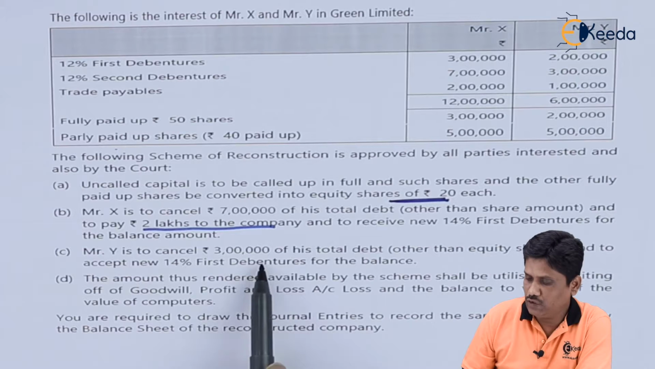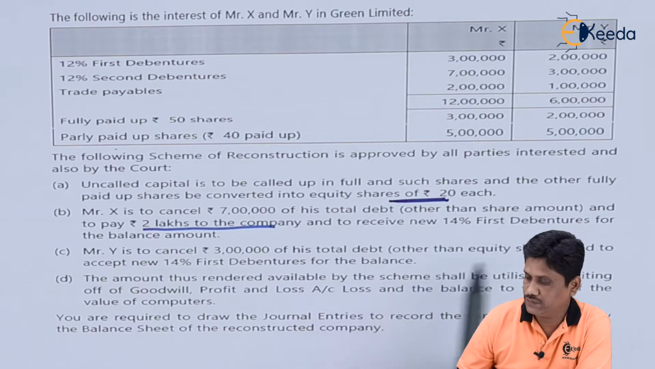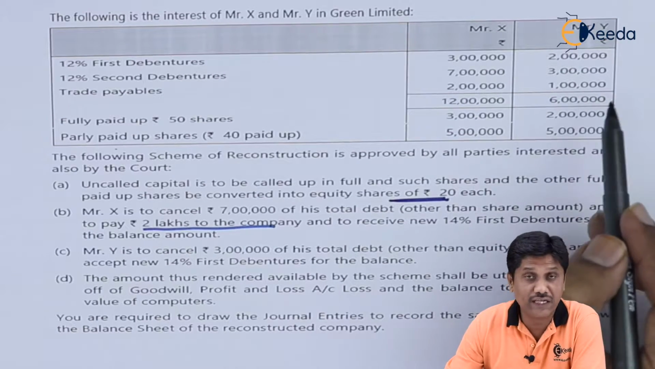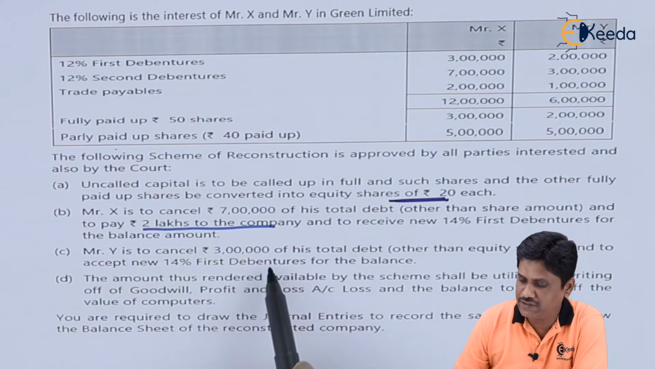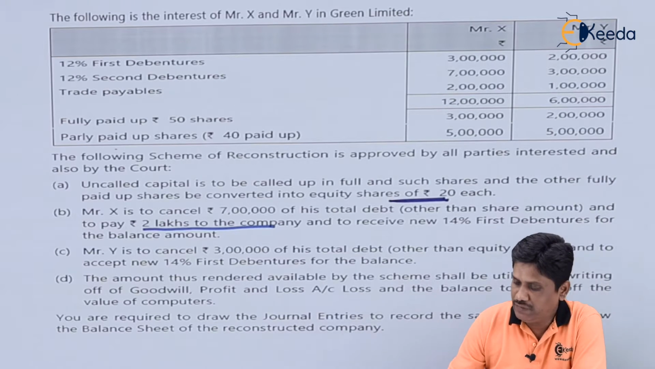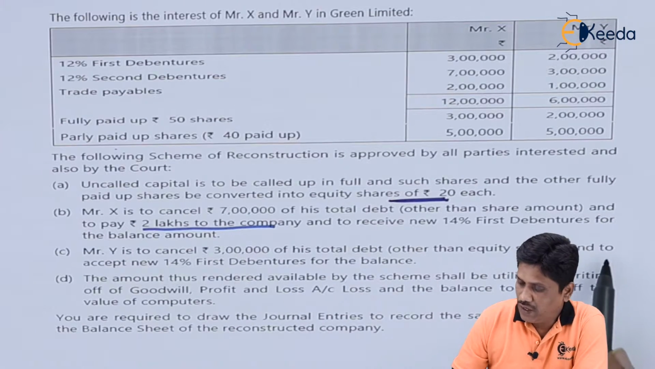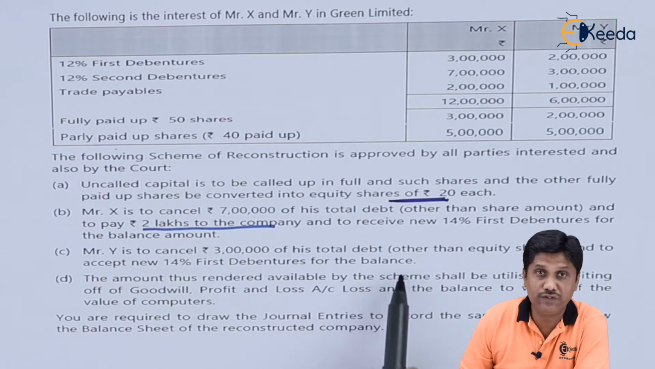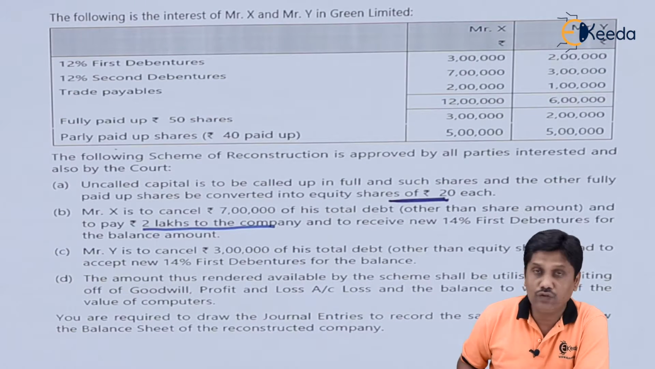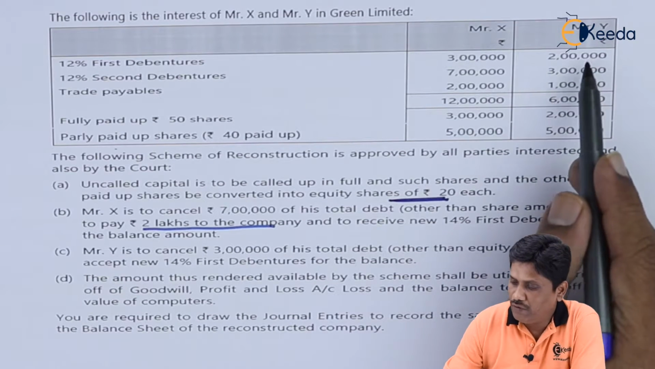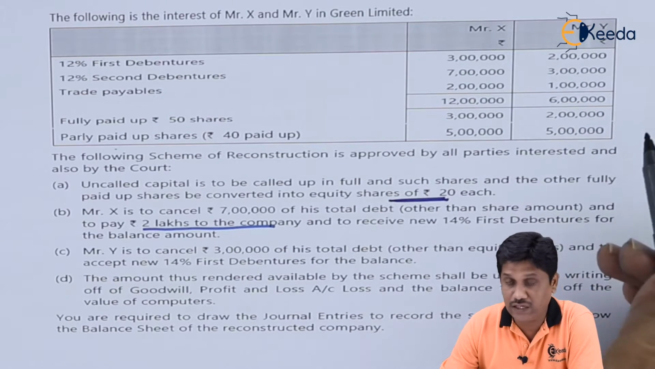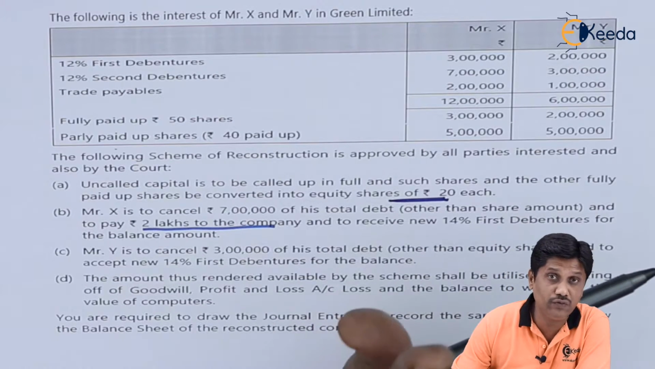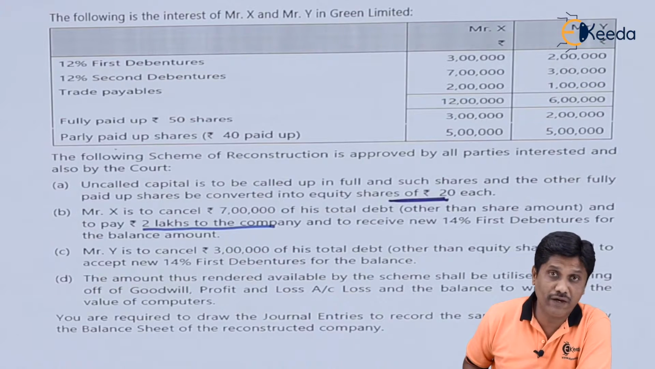Mr. Y is to cancel rupees 3 lakhs of his total debt other than the equity shares. So whatever is due to him, firstly transfer to his account, and out of that we will cancel 3 lakhs. That means the remaining 3 lakhs will be satisfied, and he is to accept new 14% debentures for the balance, which will definitely be 3 lakhs. So what things do we have to do? Number 1, the amount due to Mr. Y will be transferred to his personal account. Number 2, his cancellation, and number 3, giving him new debentures. So 3 entries will come one by one.